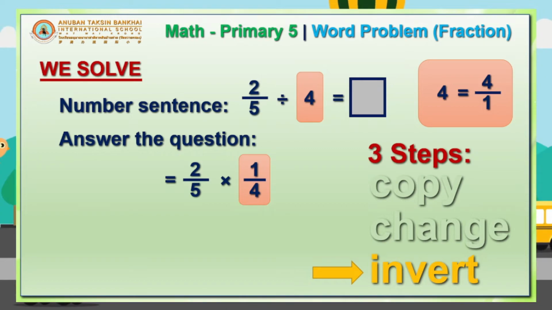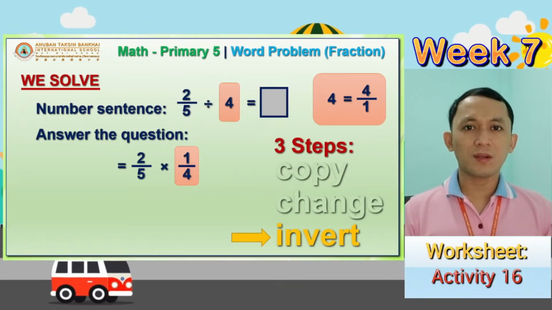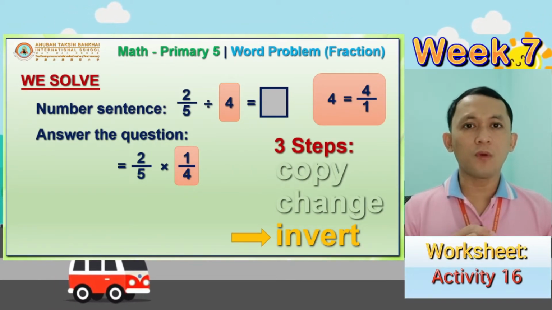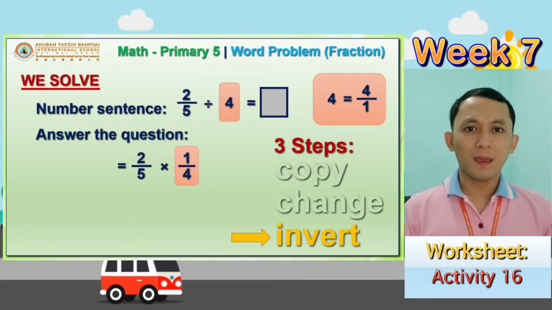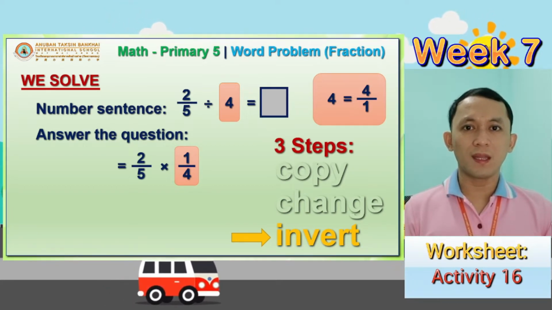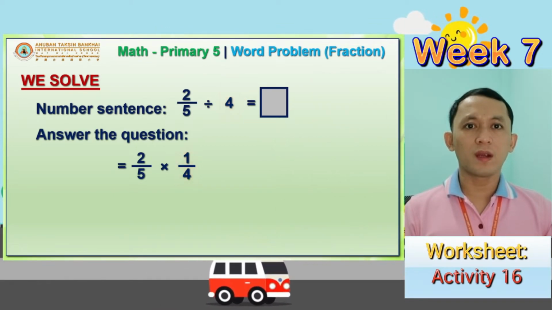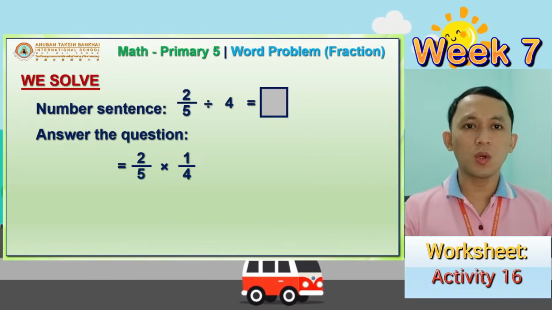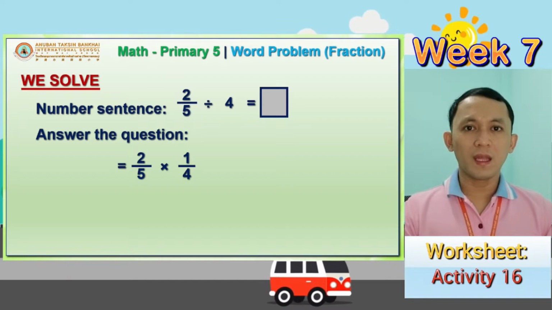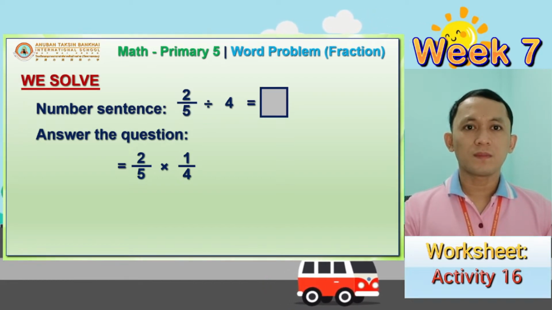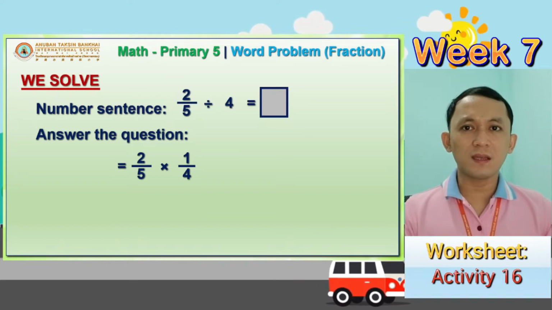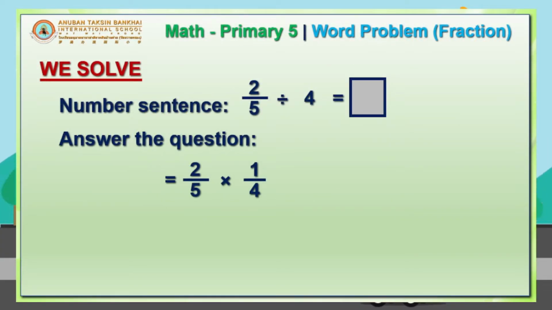Take note that 4 is a whole number, and when we say whole number, the denominator is always 1. So that is 4 over 1. And if we're going to invert 4 over 1, that is of course 1 over 4. So our equation, our number sentence would be 2 over 5 times 1 over 4. Next, can we cancel any numerator or denominator? Yes, we can cancel. We have here 2 and 4.